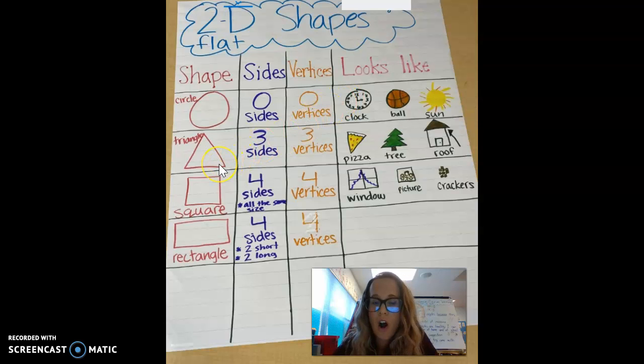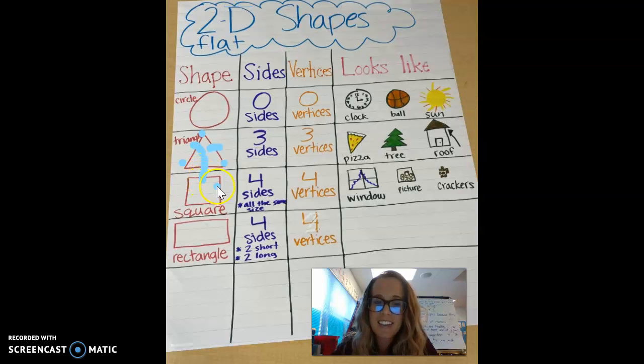On Tuesday, we learned all about a triangle. Tell me again, how many sides does a triangle have? Good, I hope you said 3 sides. And that also means how many vertices does a triangle have? I hope you said 3 vertices. And then here were some of the pictures you guys sent me for triangles that you could find at your house.